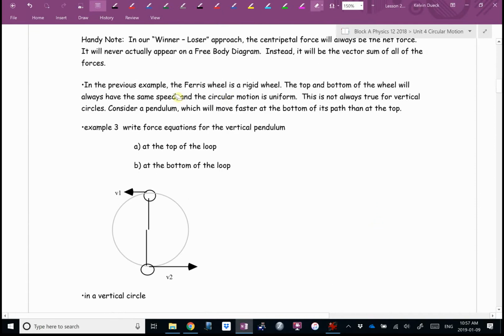In the previous example, the Ferris wheel is a rigid wheel. The top and the bottom of the wheel will always have the same speed. And that's uniform circular motion, constant speed. This is not always true.